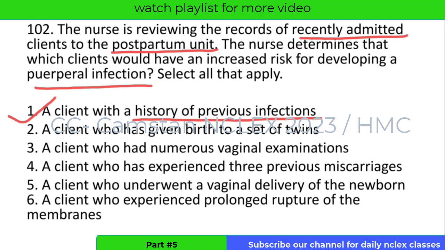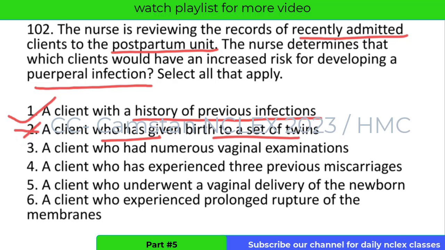And the second option is a client who has given birth to a set of twins. A client who has given birth to a set of twins is not at risk of developing puerperal infections. So this option is incorrect.